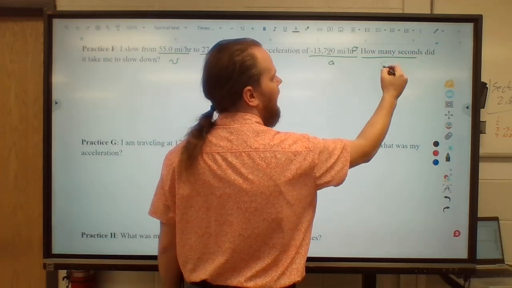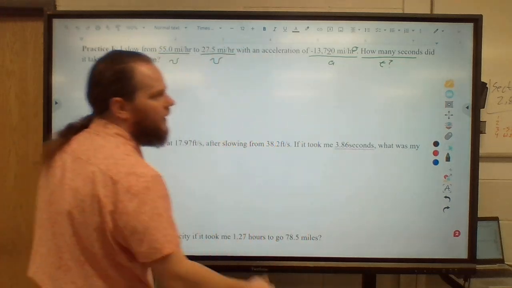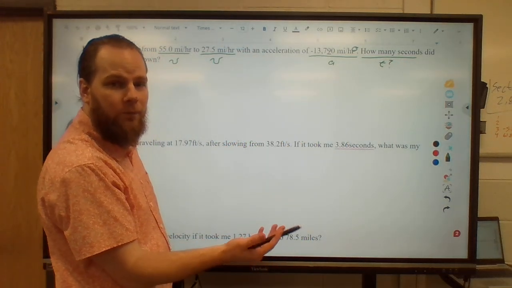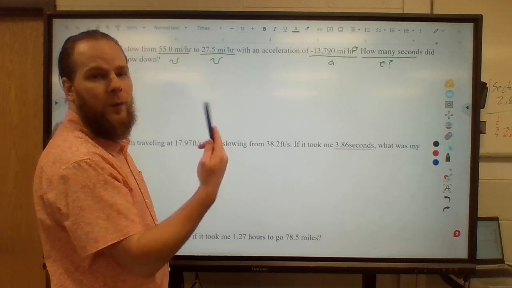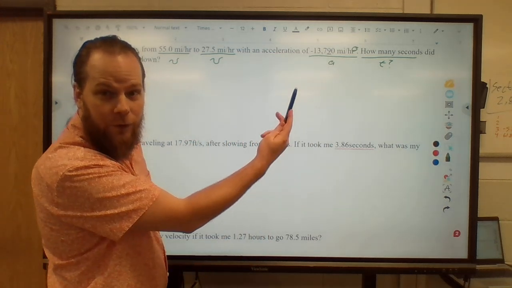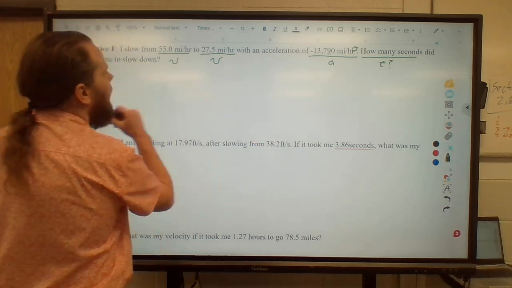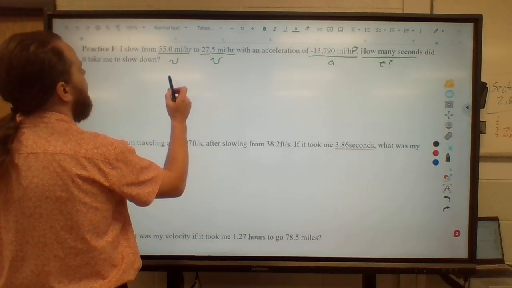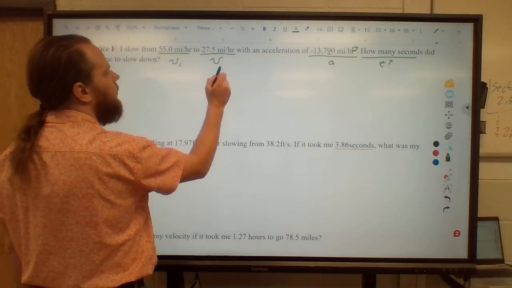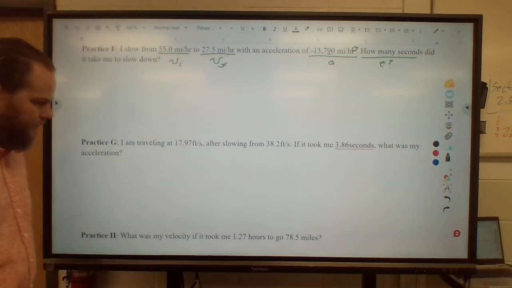And then how many seconds? That's t with a question mark. So this has to be an acceleration problem. Because for one, we have four things, and for two, we have an acceleration, so it can't be a velocity problem. Which begs the question, which one's which? I go from this to that, so this is initial, this is final.